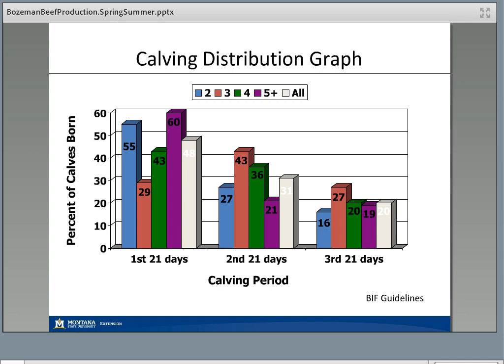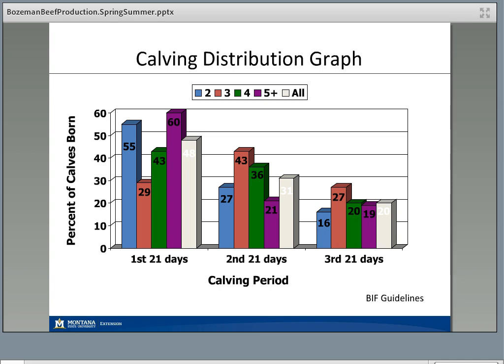But regardless, it might be easier here to see that you have maybe a group of cows that are performing differently than the rest of them. And those are the 3-year-olds in this brick red bar. You can see that for all the other age groups, the largest percentage of calves are born in the first 21 days. But for the 3-year-olds, the largest percentage of calves are born in the second 21 days.